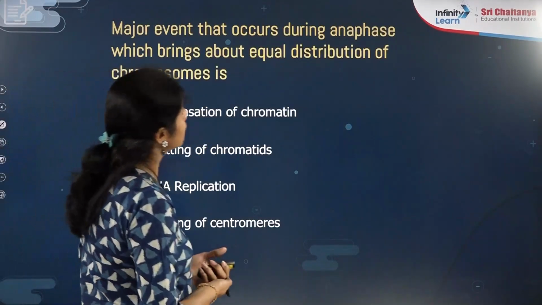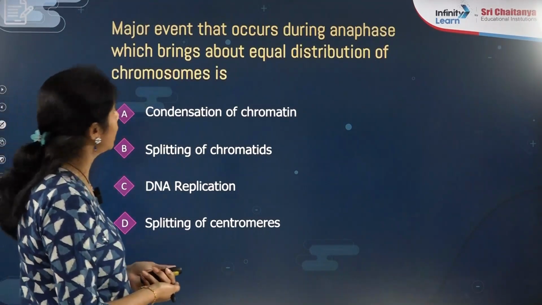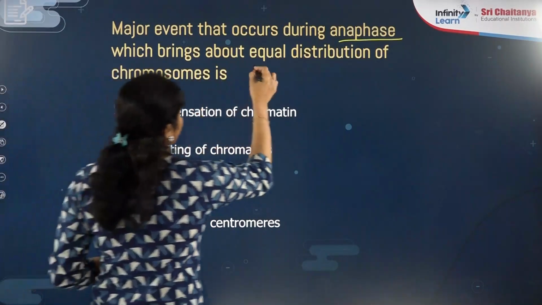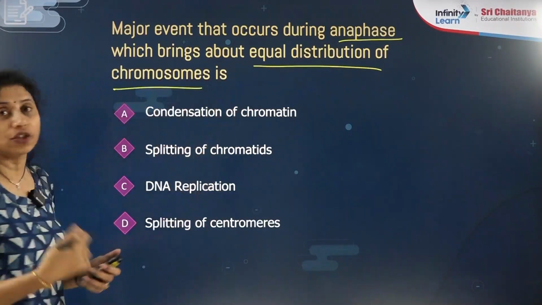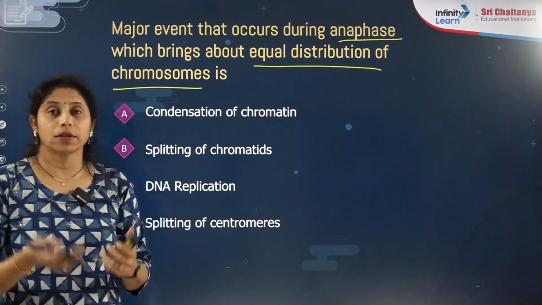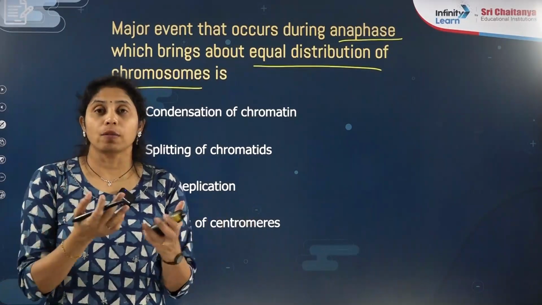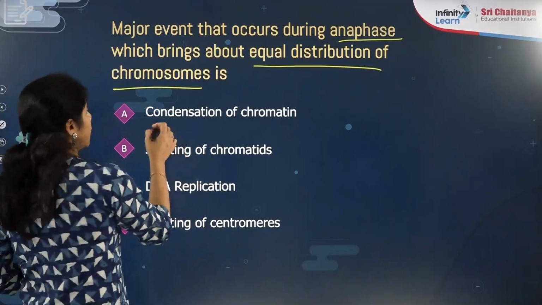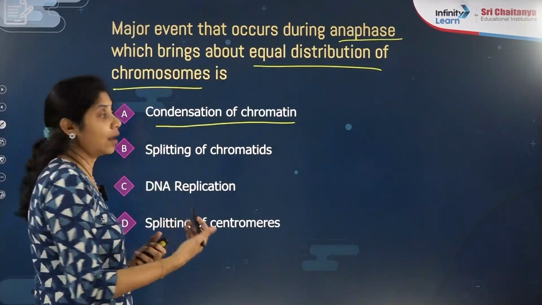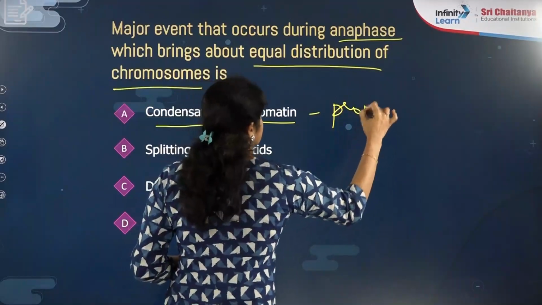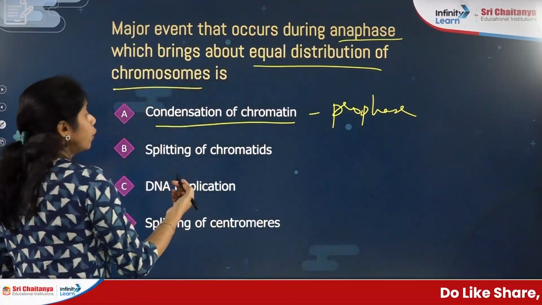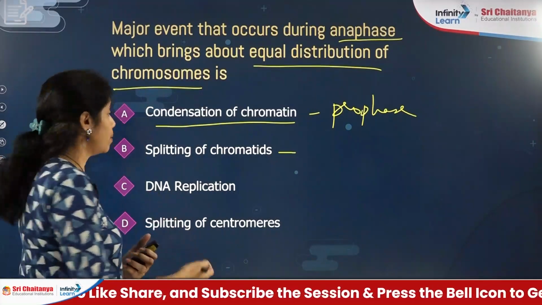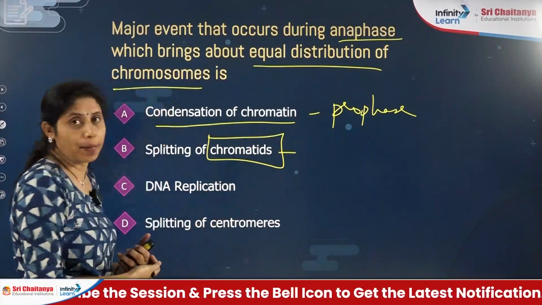What is the major event that occurs during anaphase which brings about equal distribution of chromosomes? In anaphase, the centromere splits and the daughter chromosomes migrate towards the opposite poles. So let us see which option is correct. Condensation of chromatin occurs in the prophase. Splitting of chromatids: chromatids will not split, basically splitting of the centromere will be happening.